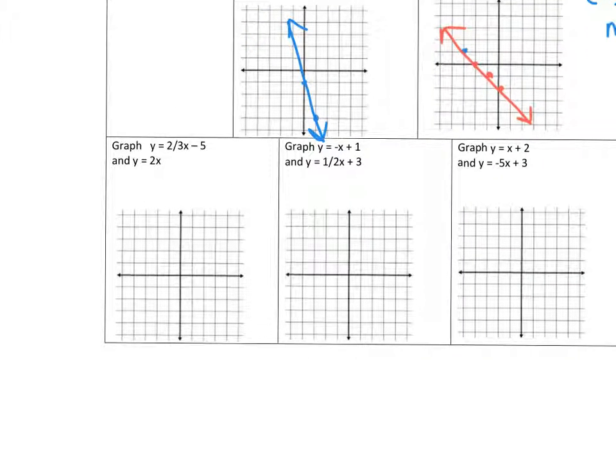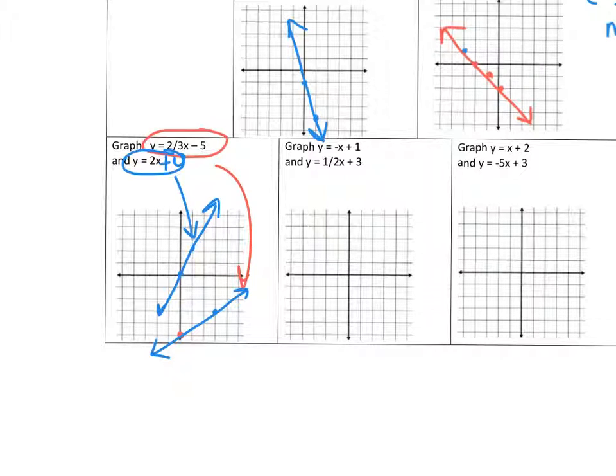I'm going to do some more graphs with slope-intercept form. If I have y equals 2/3 x minus 5, I'm going to start at -5 on the y-axis and go up 2, so 1, 2, and then right 3, and make another point. And then connect. Y equals 2x is starting at 0 and going up 2, right 1, and then I connect those. So this line's right here, this line's right here.